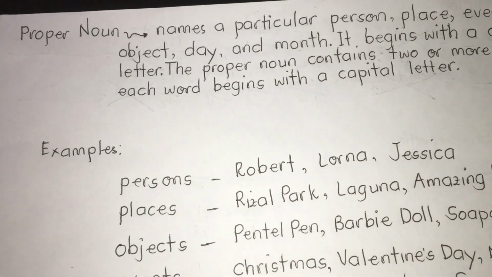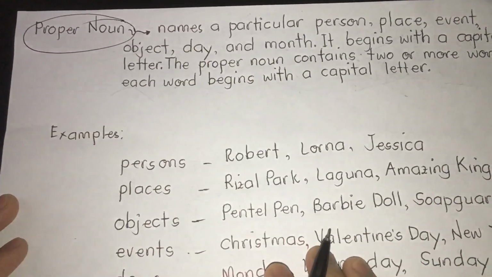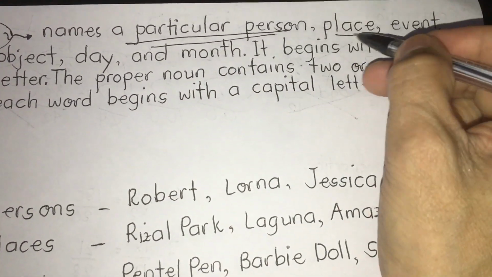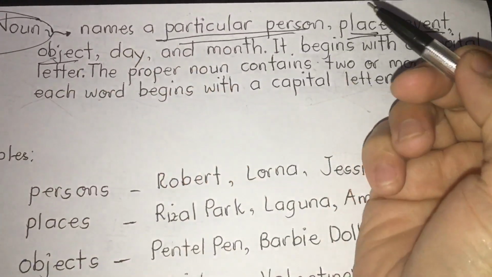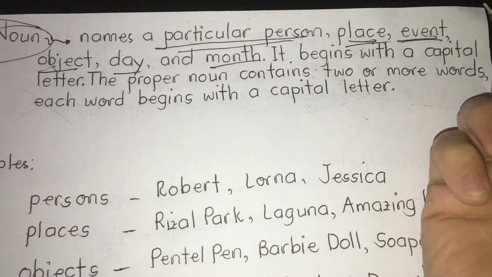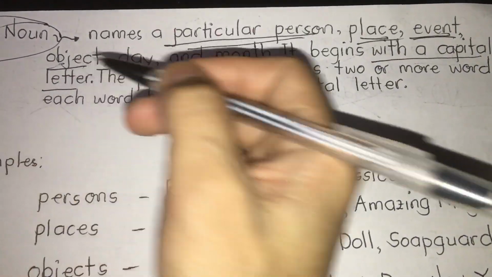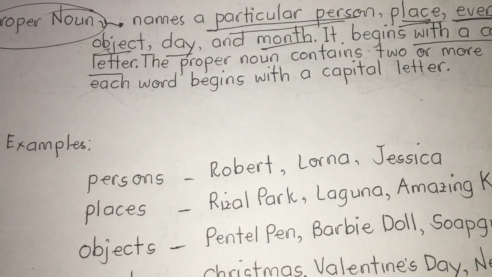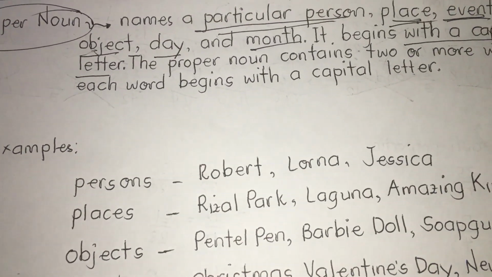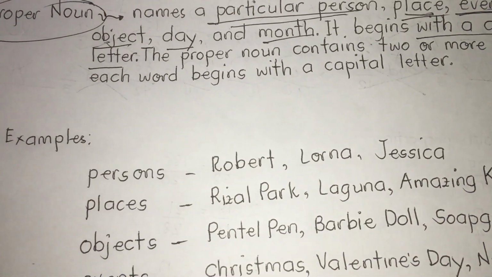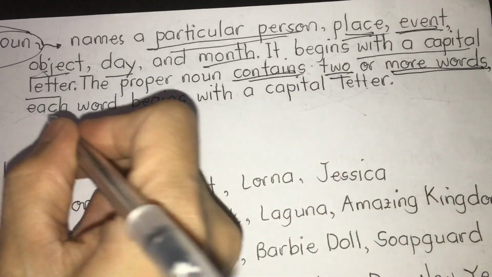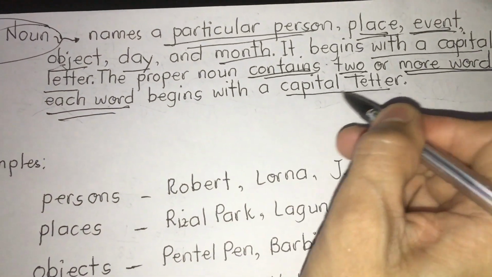Whereas if we are going to differentiate common noun and proper noun, remember class, a proper noun is the name of a particular person, place, event, object, day, and month. It begins with a capital letter. So that's their difference. For common noun, small letter. For proper noun, it begins with uppercase or capital letter. And remember, class, proper nouns may contain two or more words. Each word begins with a capital letter.